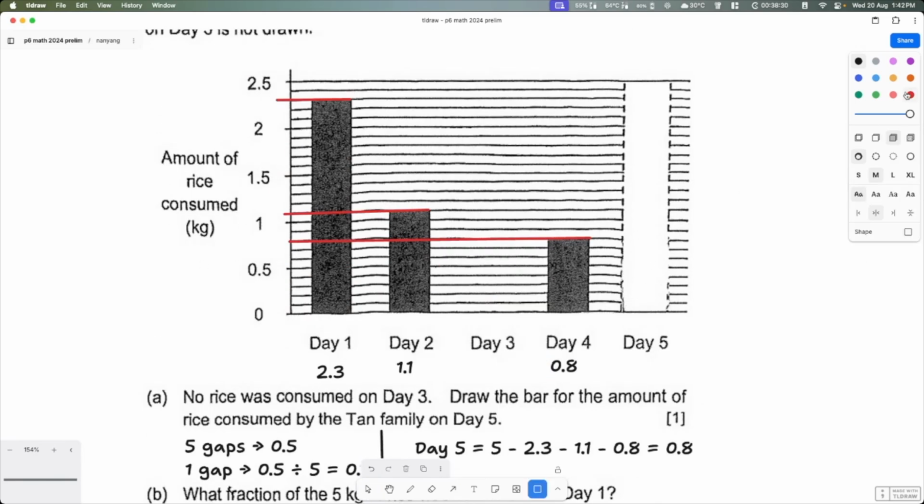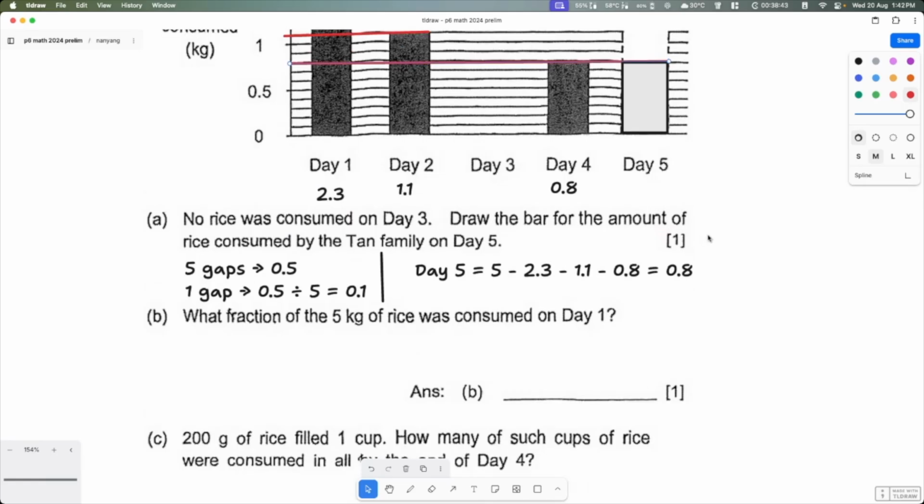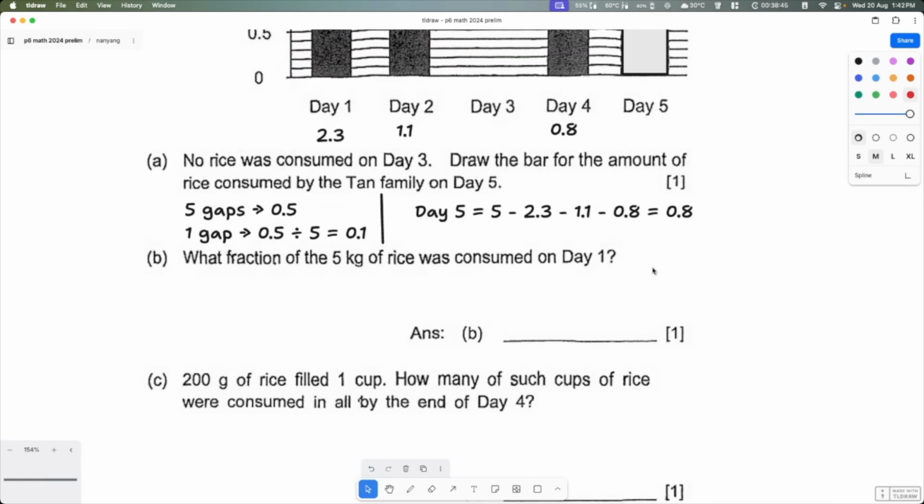So 0.8 is where? Day 4, right? So we just draw a rectangle that is also 0.8, like this. There you go. Make sure they are aligned, which is the same as this as well. Roughly the same. All right, that's it. Let's move on to the next part, B.